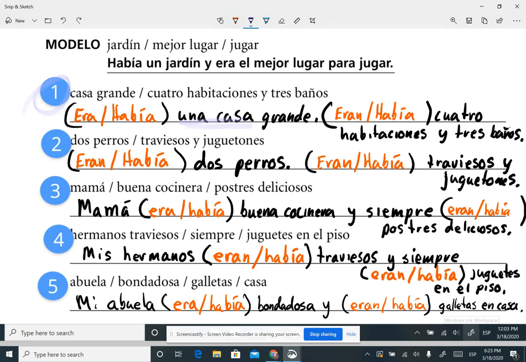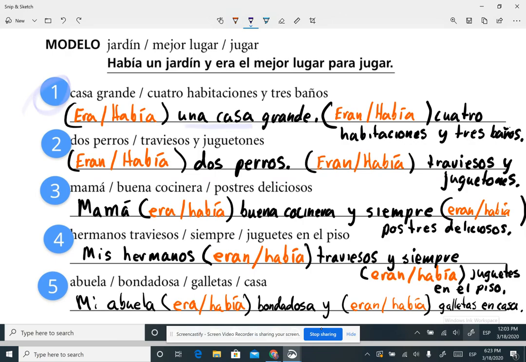In our second example here, we have eran or había 2 perros. So there were 2 dogs. They were traviesos and juguetones. So they were mischievous and playful. So I think it's pretty clear that in the second part of this, we're describing what they were like. They were mischievous and they were playful.